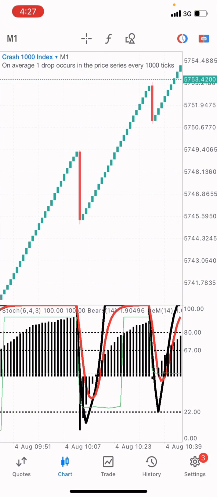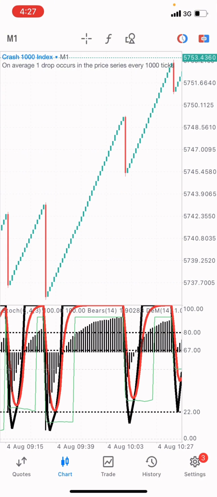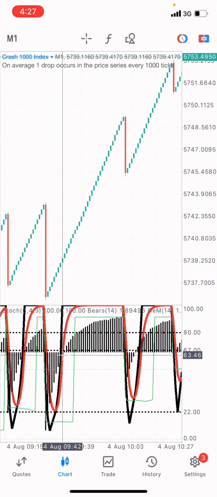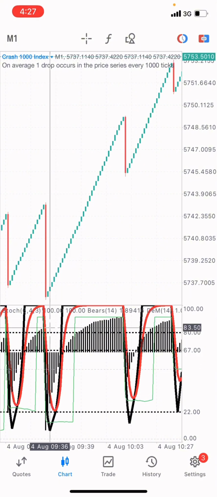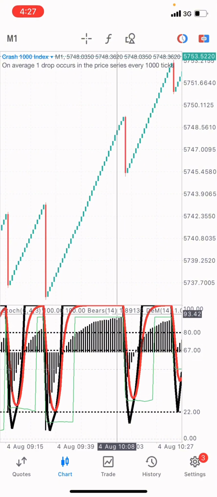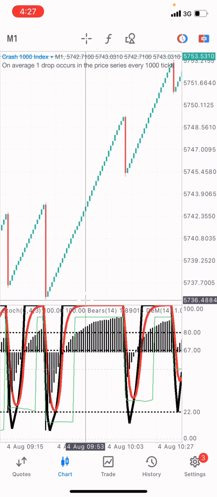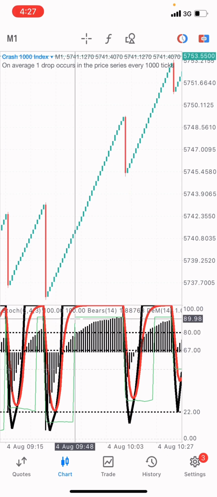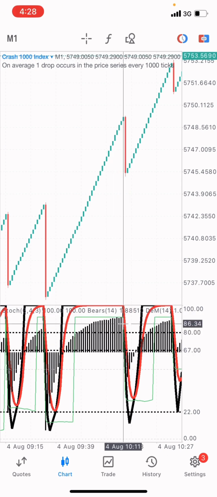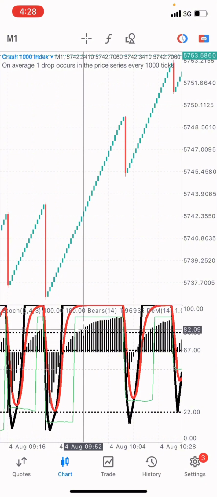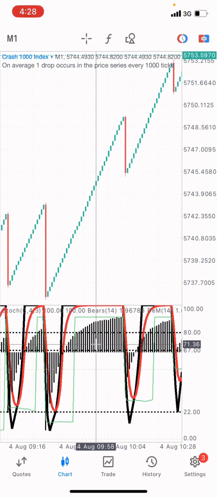Now you can clearly see, if you take a look at this market right here, these indicators are currently in a box, in a box shape line. This is the stochastic oscillator, followed by the D-maker, which is this green line right here. Then the third one is the BS power.